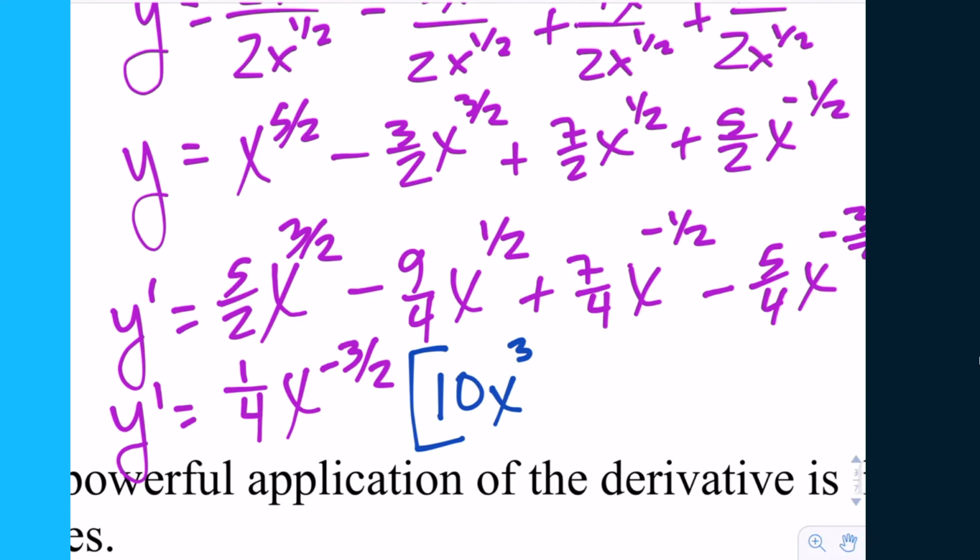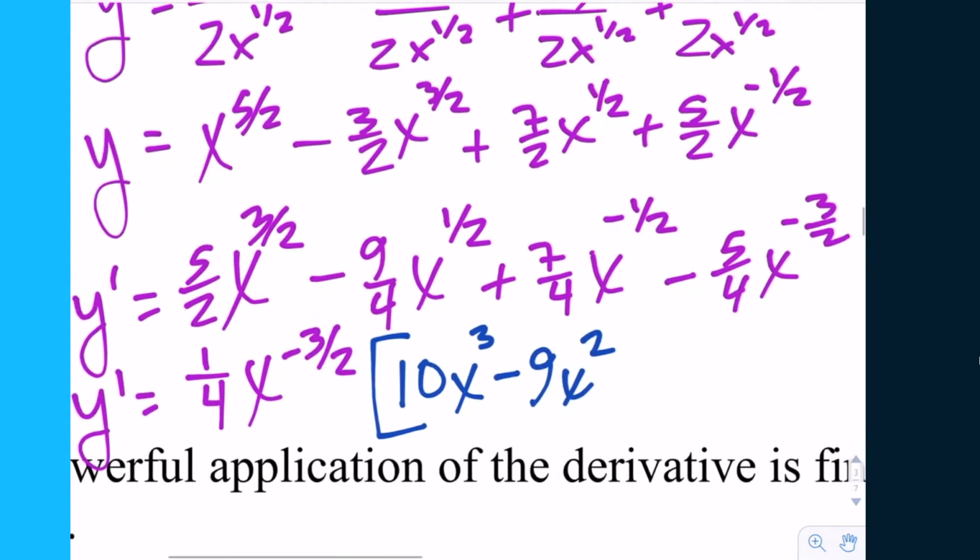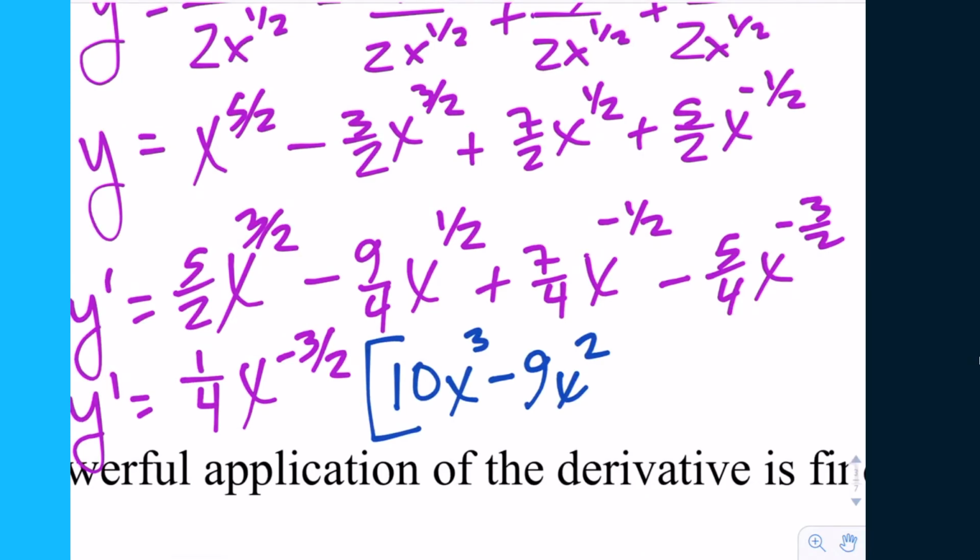So the next term, we're going to have 9/4 divided by 1/4. Stay, change, flip, you get minus 9. And we have x to the 1/2 minus negative 3/2 is 4/2 or 2. Good. And then the next one, we get plus 7/4 divided by 1/4 is 7. And then we get x to the negative 1/2 minus negative 3/2 becomes 1.